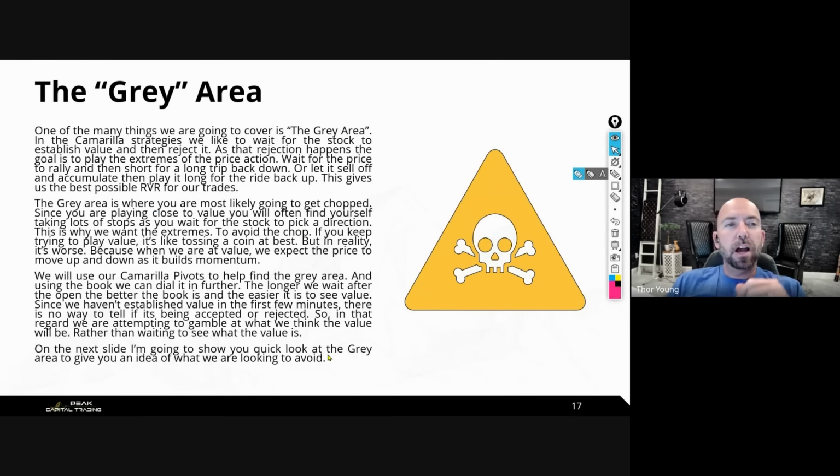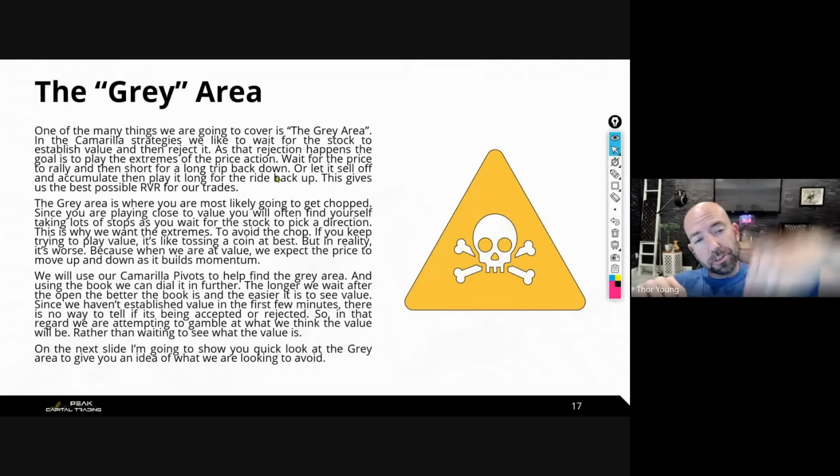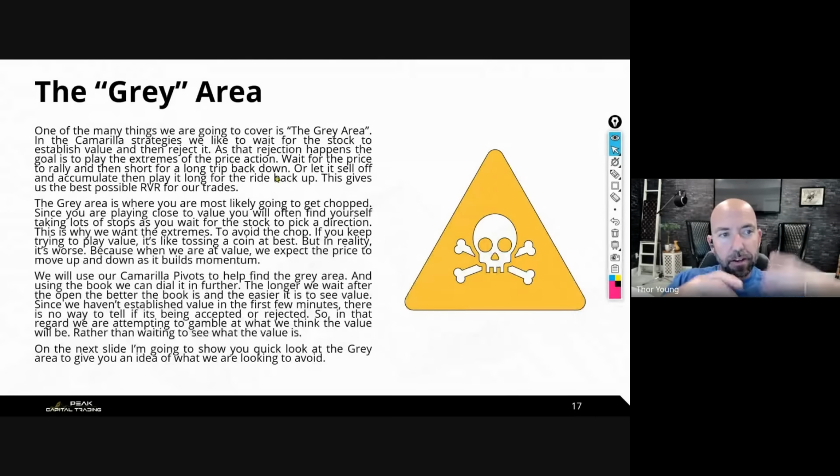So one of the many things I'm going to talk about is the gray area. In the Camarilla strategies, we like to wait for tickers to establish value and then reject it. As the rejection happens, the goal is to play these extremes of the price action, right? So we wait for it to rally, and then we short for a long trip back down, or let it sell off, accumulate, and then we buy it for a long ride back up.